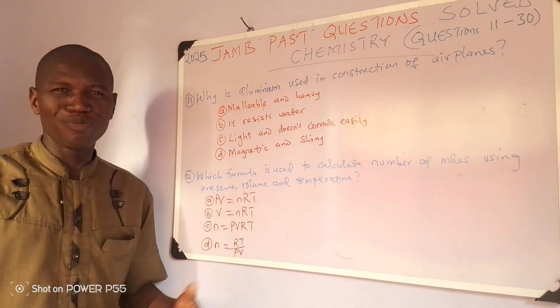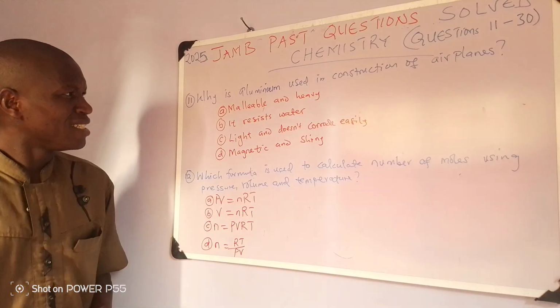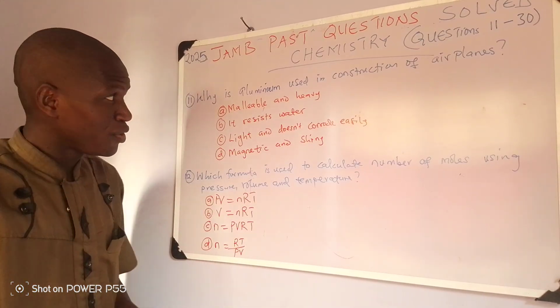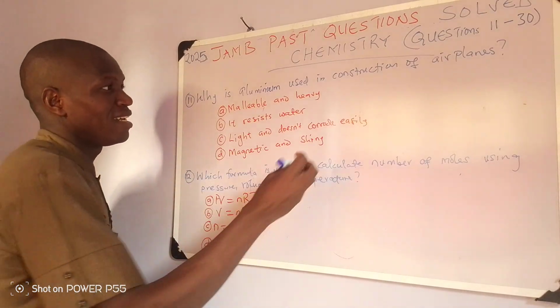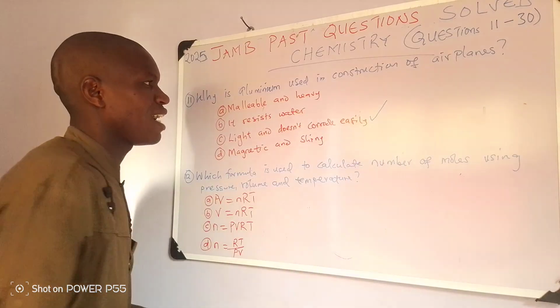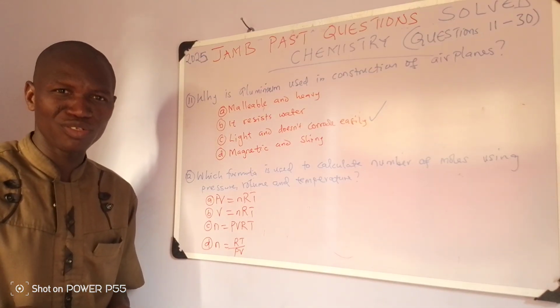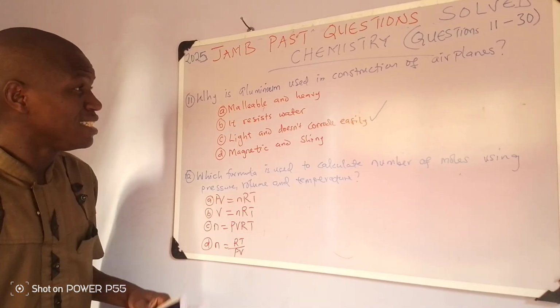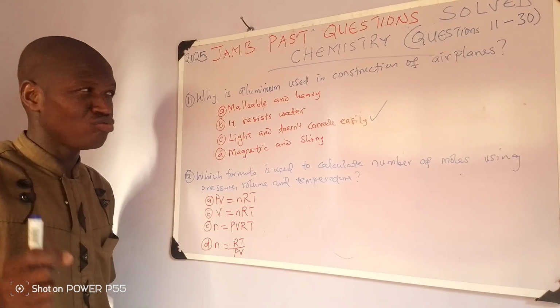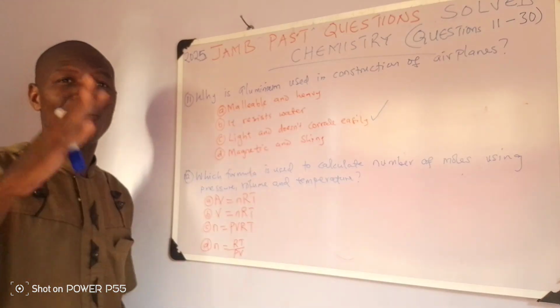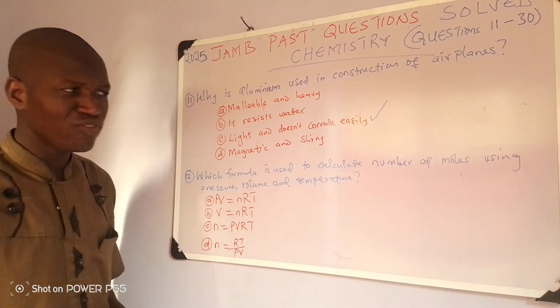What do you think is the right answer? Yes, I know some of you may be able to answer it. But then we all know aluminium, that it is light and does not corrode easily. It does not rust. Aluminium doesn't rust easily. So this is the reason why it is used in the construction of our airplanes. Let's quickly move to the next question.